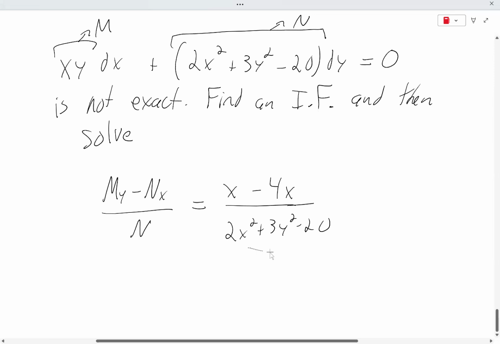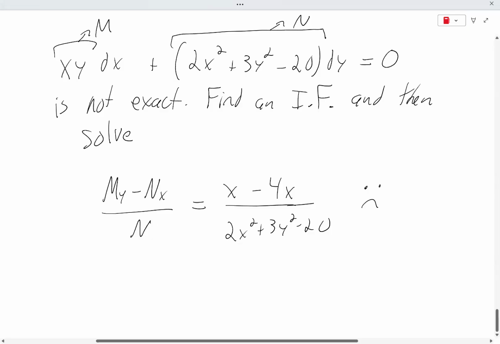And this is a function of x and y. Nothing nice is going to happen here. So it's a function of x and y, and this is kind of a dead end. I'll put a frown here because it's a function of x and y. That one's a dead end.